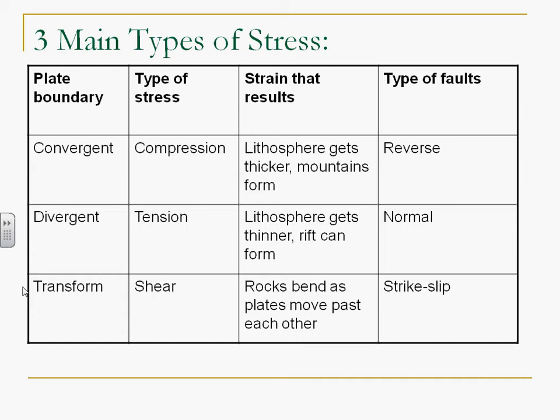Okay, so what happens is convergent. We are compressing. We are coming together. So what happens as we compress? We're pushing towards the middle. As we're doing that, what happens? We start to see more material in the middle. It goes up. All right, so that is a stress. The strain is we see it going up or getting thicker.